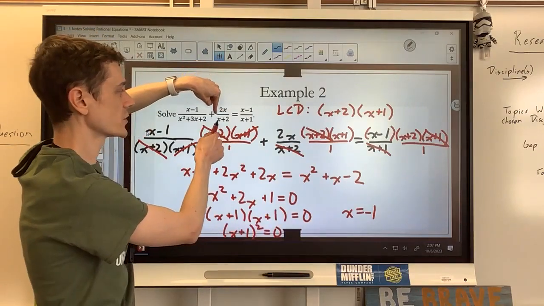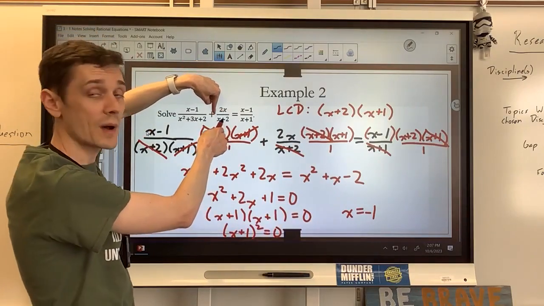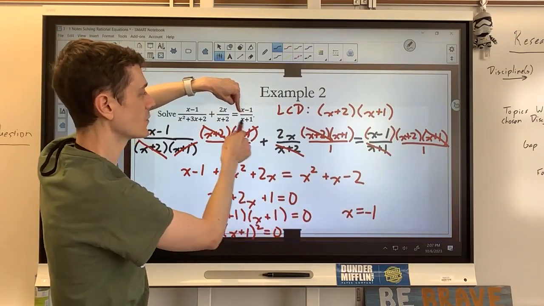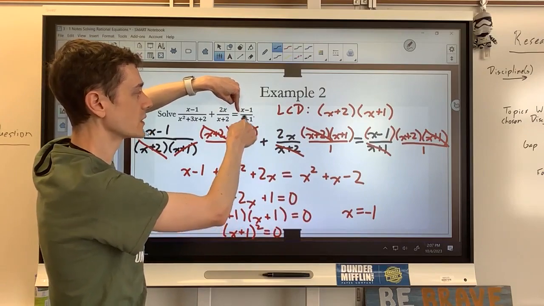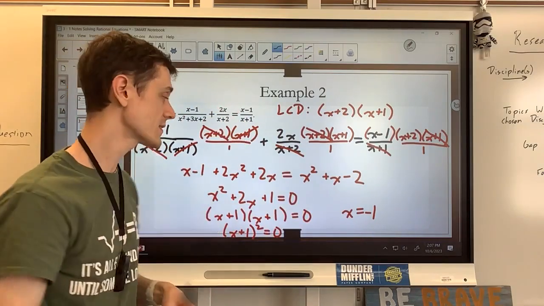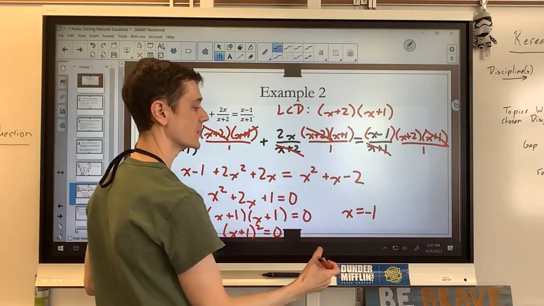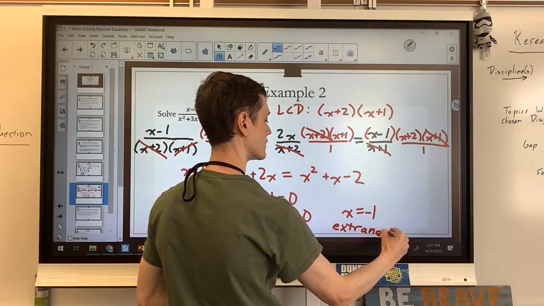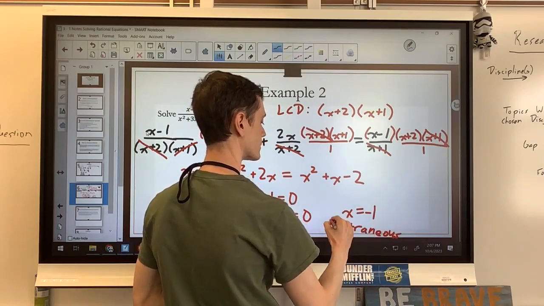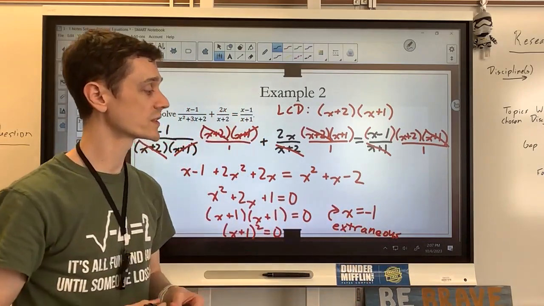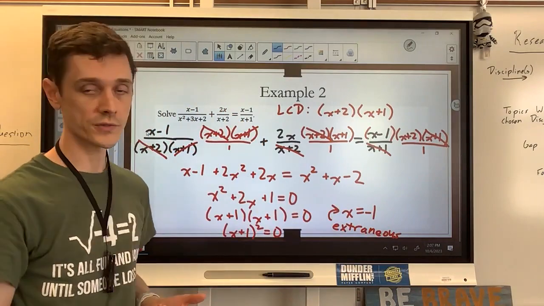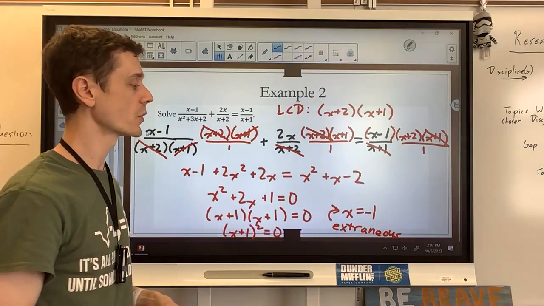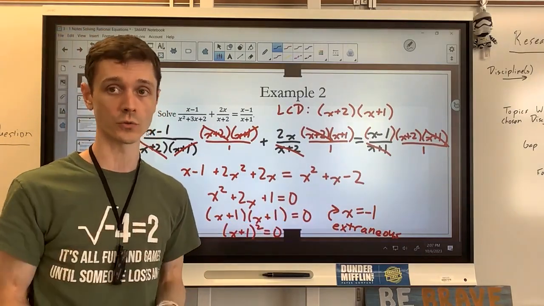If I plugged in x equals -1, I'd have -1 plus 2 is +1, so this fraction was fine. But when I look at this fraction, plugging in -1 and then adding 1 would give me a denominator of 0. So that's the fraction that's going to make me call this one an extraneous solution. If the question said find all the solutions, the only one I had, I'm crossing out. It's extraneous.